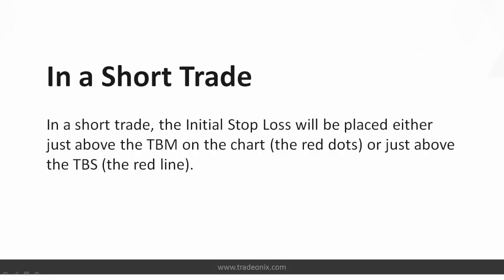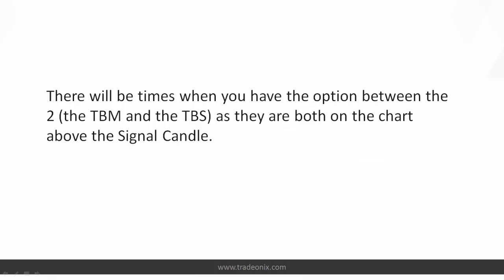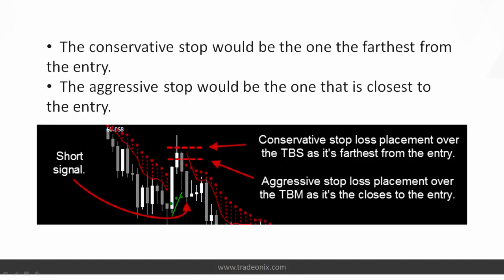In a short trade, the initial stop loss will be placed either just above the TBM on the chart, these will be the red dots, or just above the TBS, that's the red line. Again, there will be times where you have the option between the two, between the TBM and the TBS, as they are both on the chart above the signal candle. The conservative stop would be the one that is farthest from the entry, and the aggressive stop would be the one that is closest to the entry.